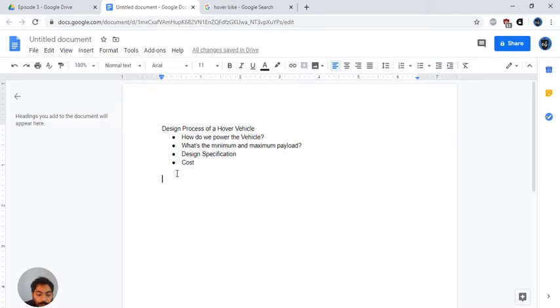So let's do a literature review. When we're doing this, the first question is going to be, how do we power the vehicle? For me, the obvious answer is there are only two options. One is steam powered, and I know you're going to be like, what are you talking about? The other one is electric power.